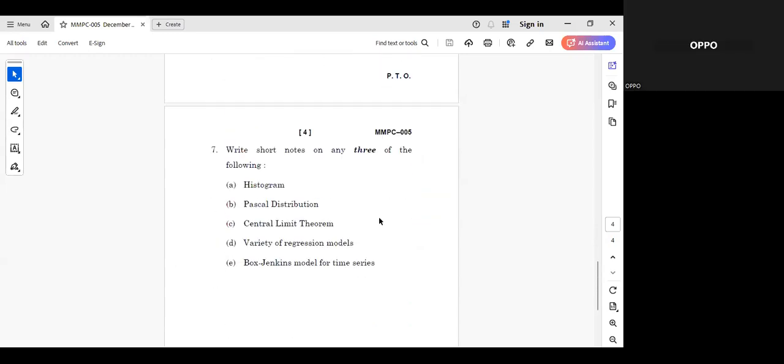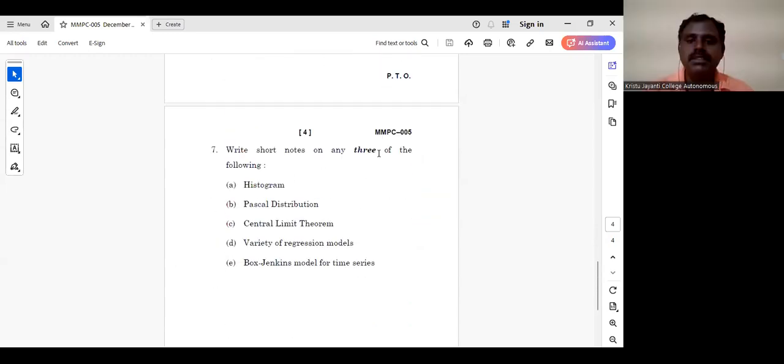So the next question they ask here: write short notes on any three of the following: histogram, Pascal distribution, central limit theorem, variety of regression models, Box-Jenkins model for time series. All this theoretical material will be available in your study material. Please kindly go through it and prepare accordingly.